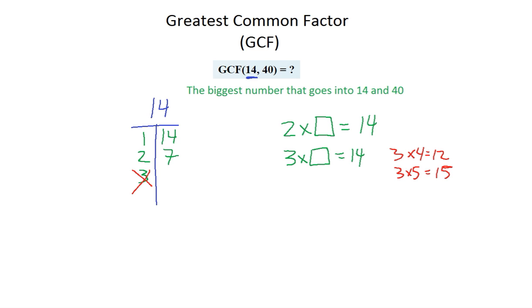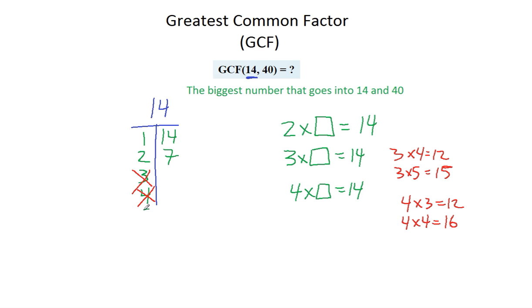What about 4? 4 times what gives me 14? And again, I know that if I have 4 times 3, that gives me 12. And 4 times 4 gives me 16. So once again, we've missed. 4 is not going to work. But I wrote it down and I checked. 1, 2, 3, 4, 5.